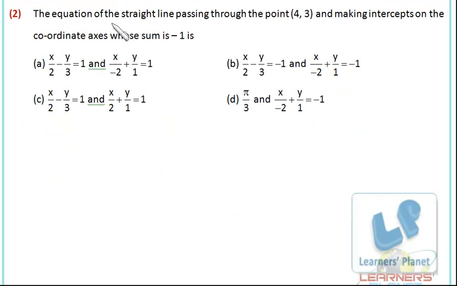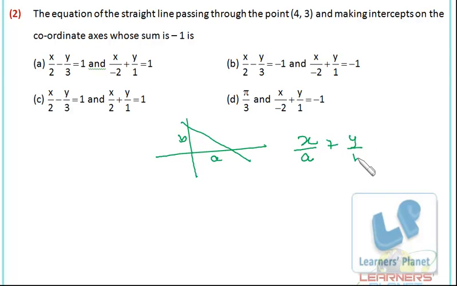Now the equation of the straight line that is passing through the point 4, 3 and making intercepts on the coordinate axis whose sum is minus 1. Now how do we approach this problem, right? First, I assume this is x-intercept and this is y-intercept, right? X-intercept is of a length and y-intercept is of b length. Then the equation of this line will be x by a plus y by b is equal to 1, right?